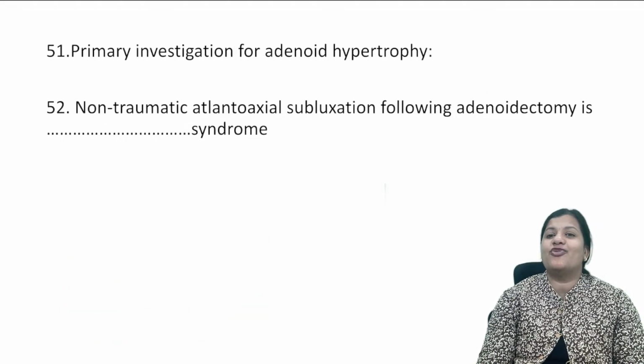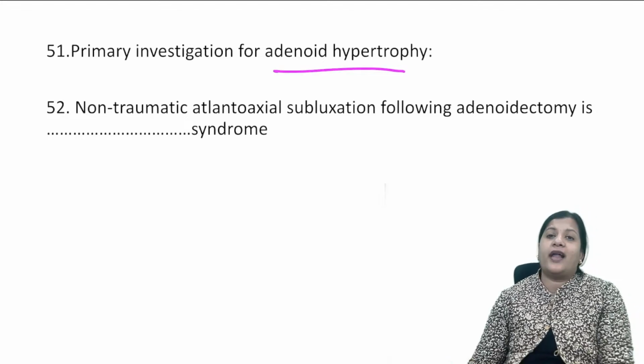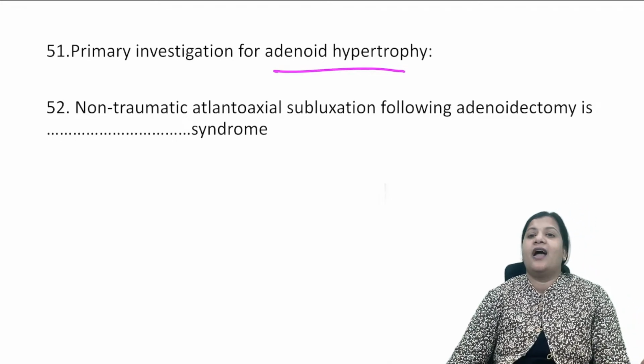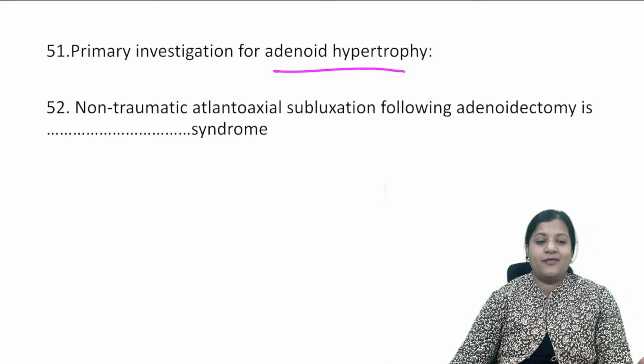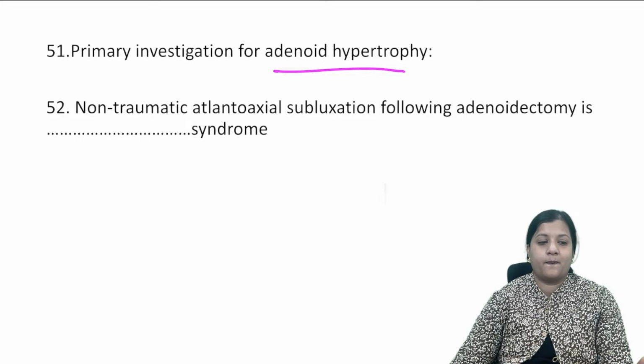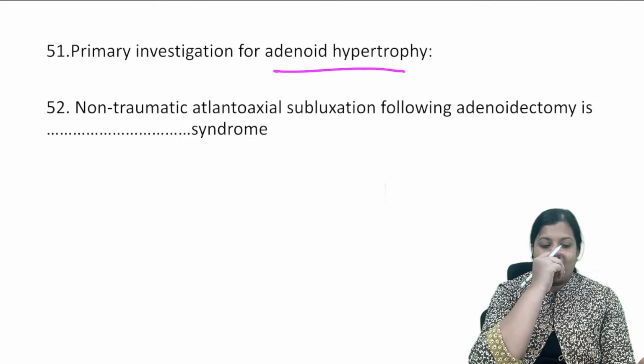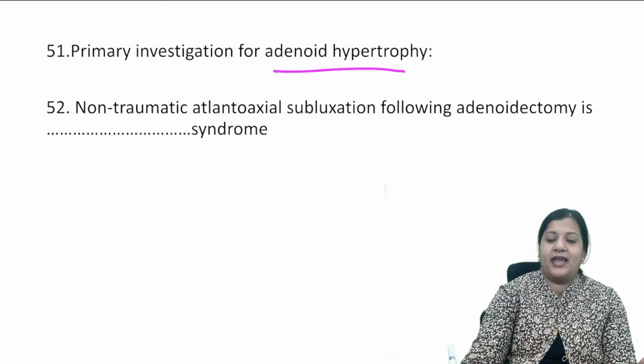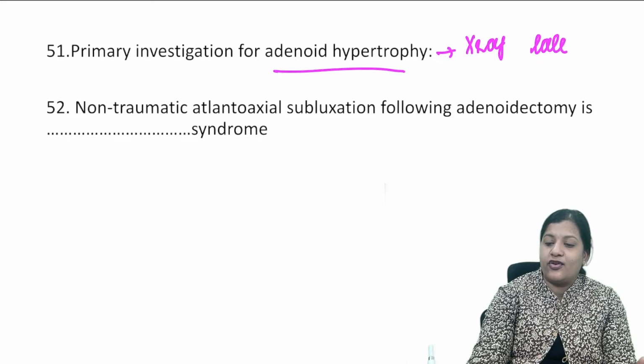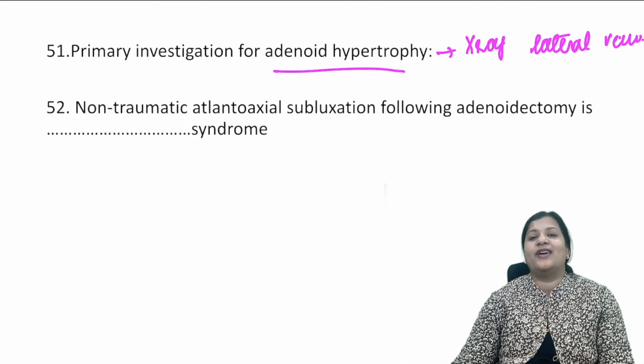Primary investigation for adenoid hypertrophy. How do you diagnose adenoid hypertrophy? Of course, with history and clinical examination. What is the primary investigation for diagnosing adenoid hypertrophy? Yes, X-ray. Which view? You will ask for an X-ray lateral view of the nasopharynx. That will give you the adenoid size.